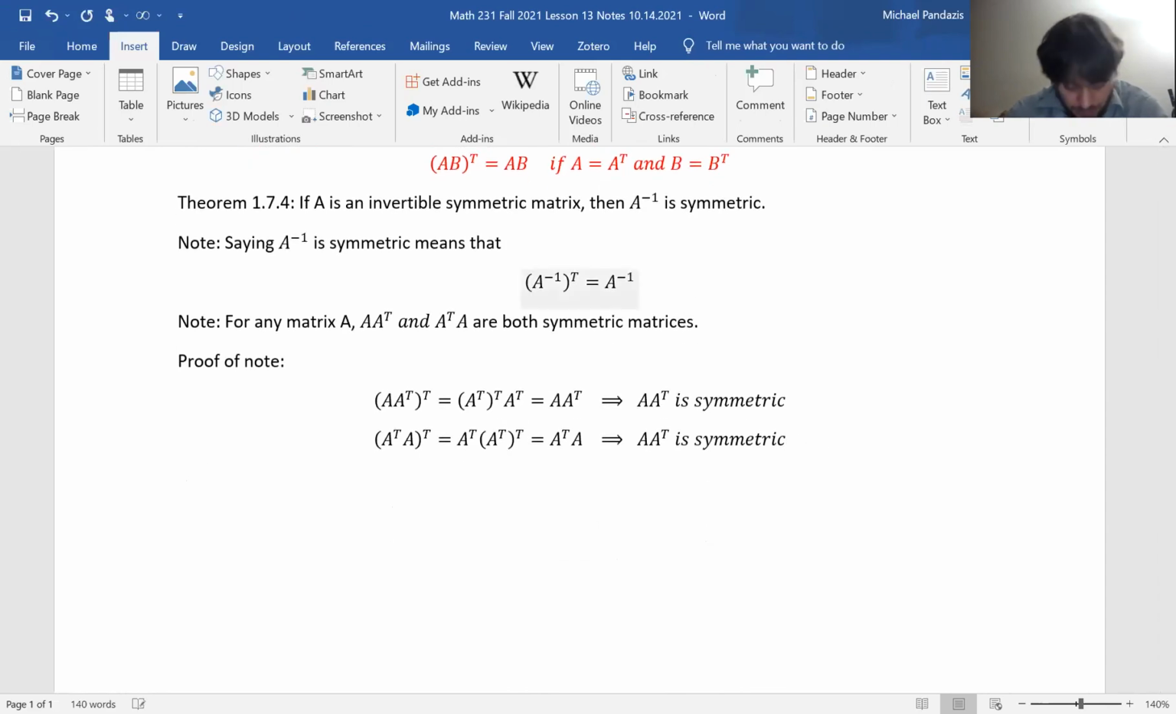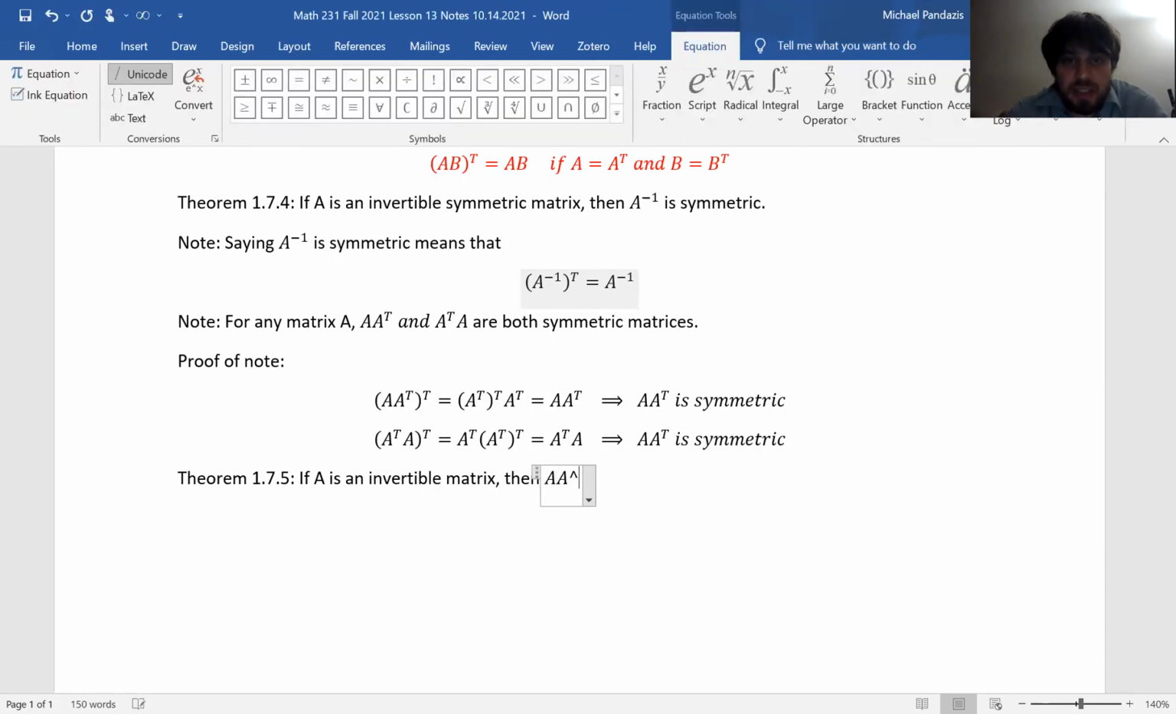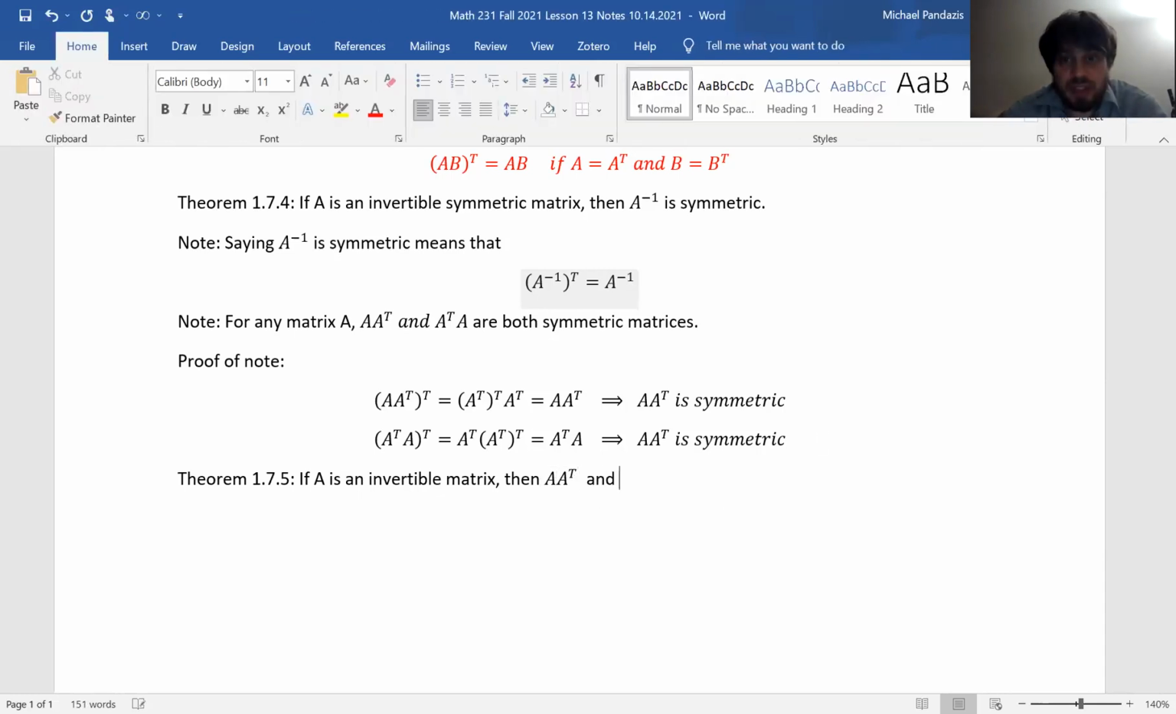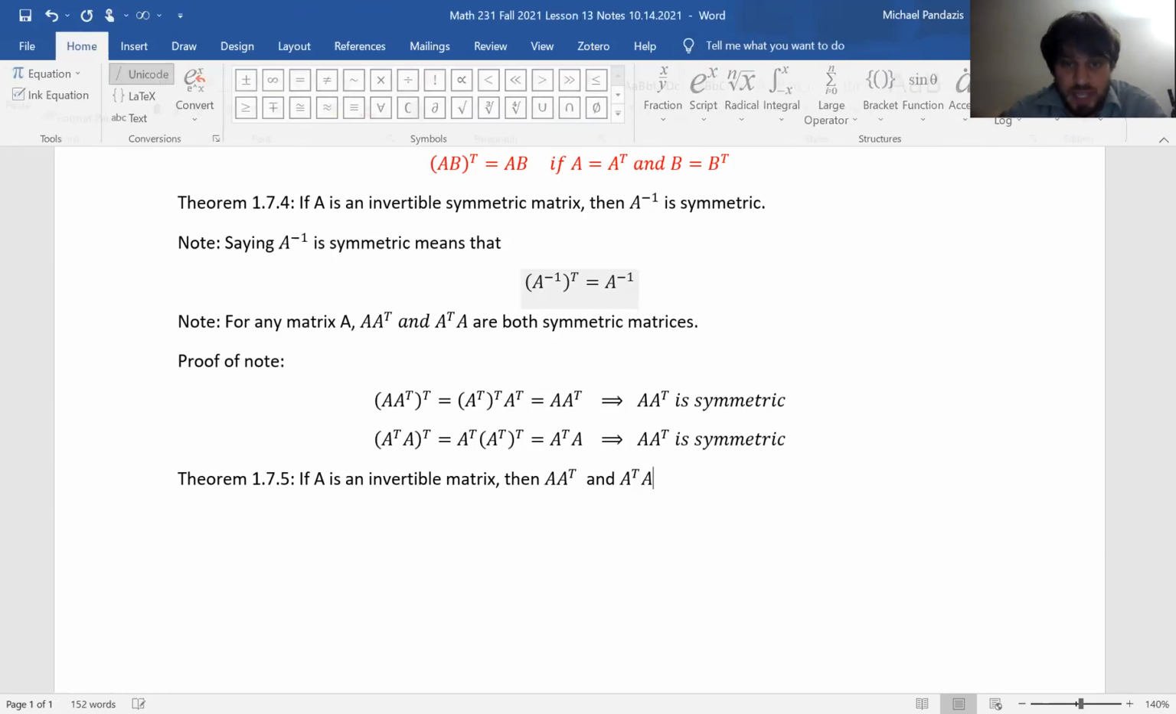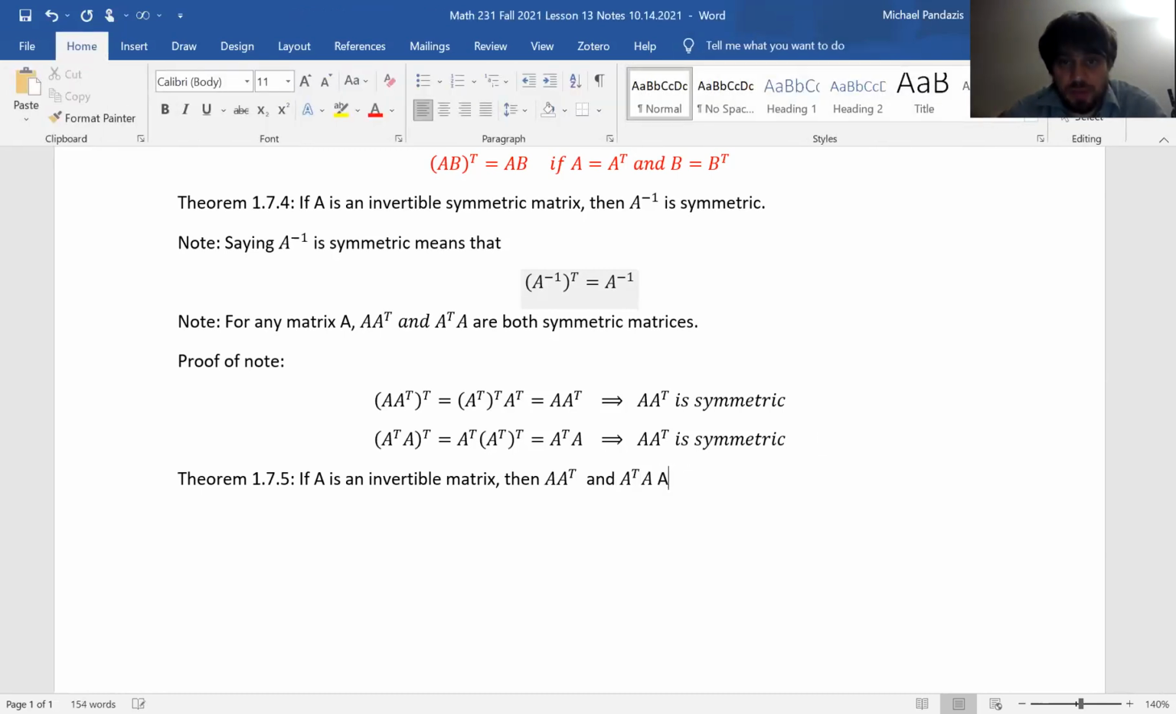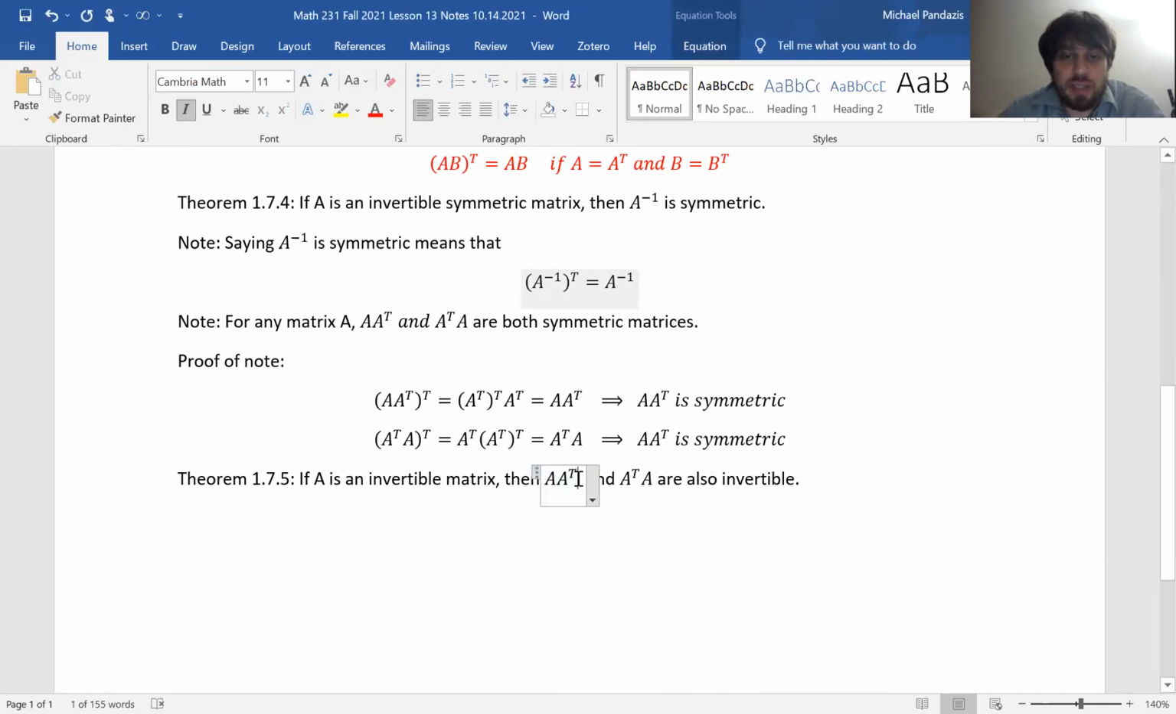Okay, so that's that. Theorem 1.7.5. If capital A is an invertible matrix, then A transpose and A A transpose are also invertible. Okay, and so you can also invert A transpose.